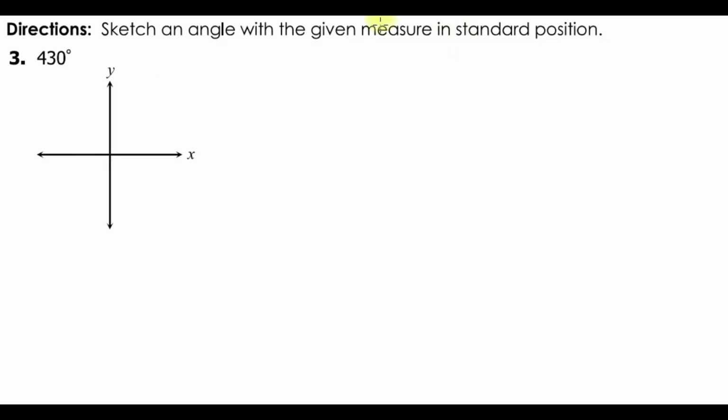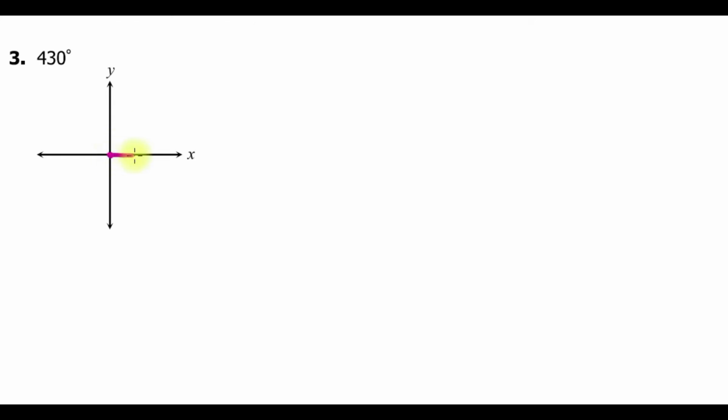Okay, so let's take a look at an example here. It says to sketch an angle with the given measure in standard position. So here we have to sketch an angle that is 430 degrees. Okay, so it's a positive angle, so it's going to rotate counterclockwise. So it starts here. This side right here is going to be your initial side. And we're going to rotate 360 degrees, because it's one full revolution.